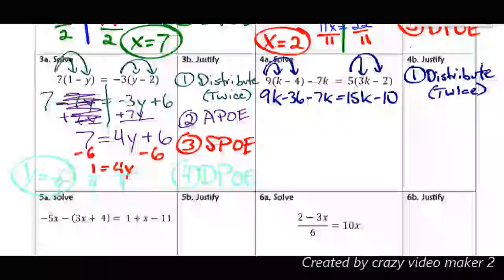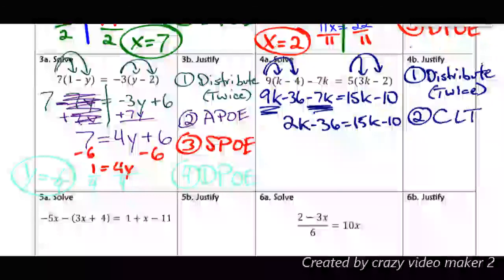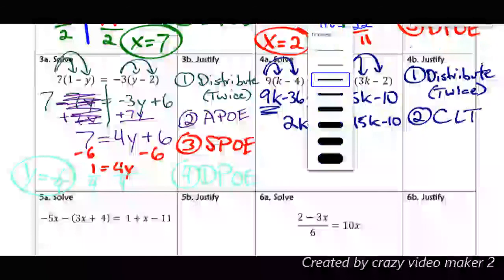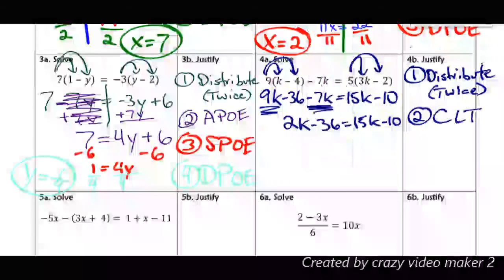Now I'm going to combine like terms on the left side. That 9k and that negative 7k, or 9 minus 7, that becomes 2k. So far, I haven't really solved anything yet. All I've done is simplify the left side and simplify the right side separately. Now I'm going to come across and cancel out. It really doesn't matter which one. You can either subtract 2k or you can subtract 15k. It doesn't really matter which one.